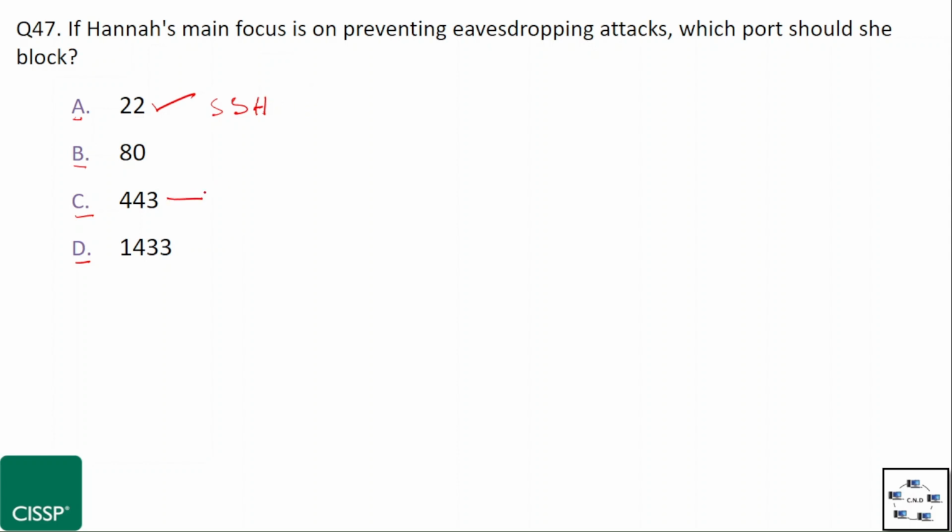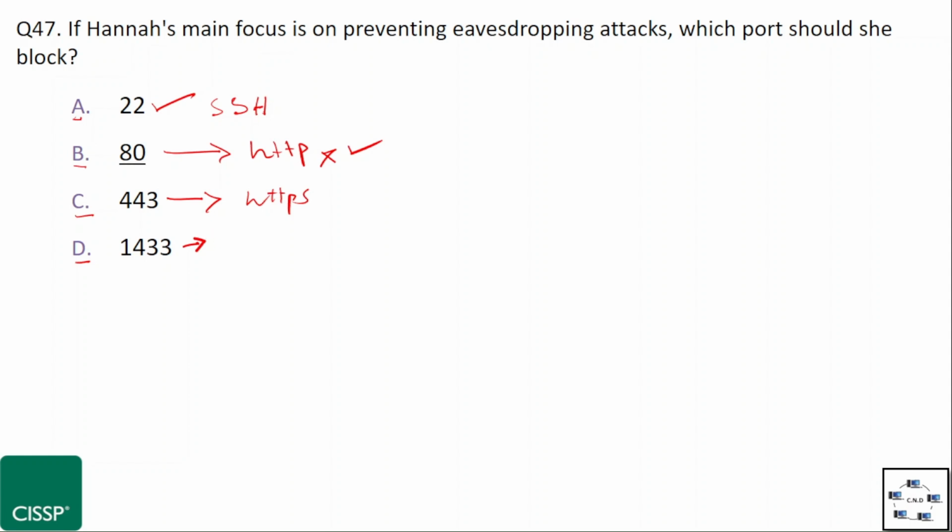The traffic on 443 is basically HTTPS. It is also encrypted web traffic, while the traffic on port 80 is basically HTTP unencrypted traffic. So to prevent eavesdropping, this port should be blocked so that attackers cannot intercept this unencrypted traffic. Port number 1433, I have no idea what service runs on this port.